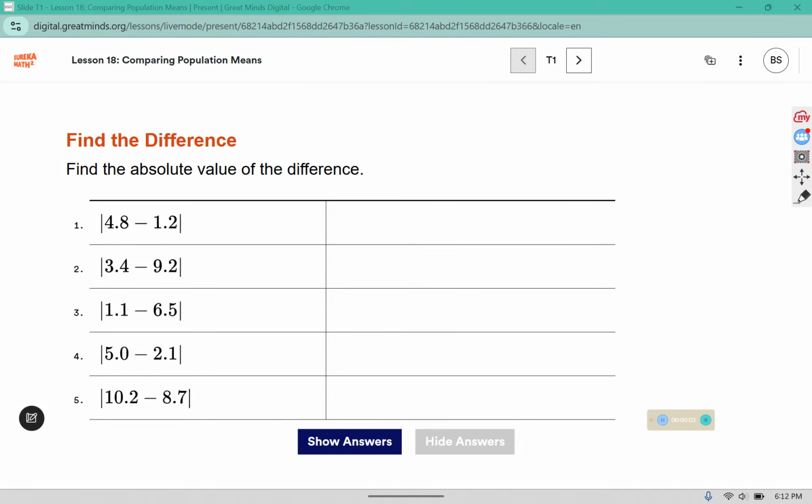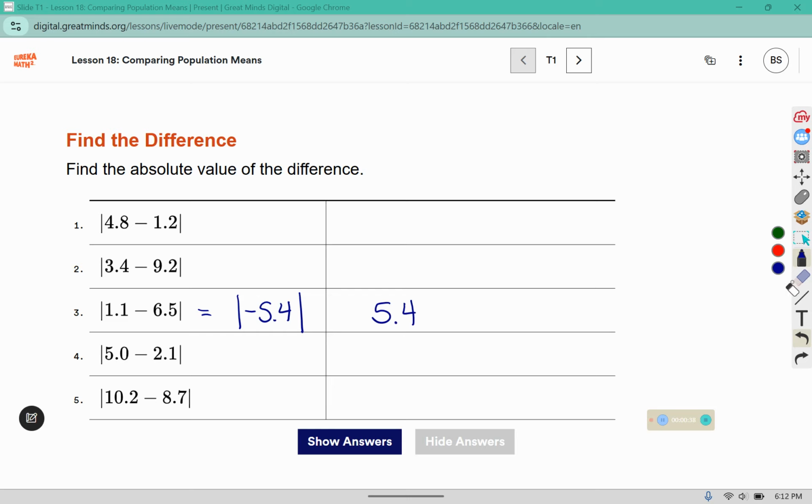Find the absolute value of the difference. So first we're going to subtract. 1.1 minus 6.5 is negative 5.4. But we are using absolute value, which is the distance between that number and 0. So when you have a negative inside absolute value bars, it turns it into a positive number because distance is always measured with positives. So this would be 5.4.